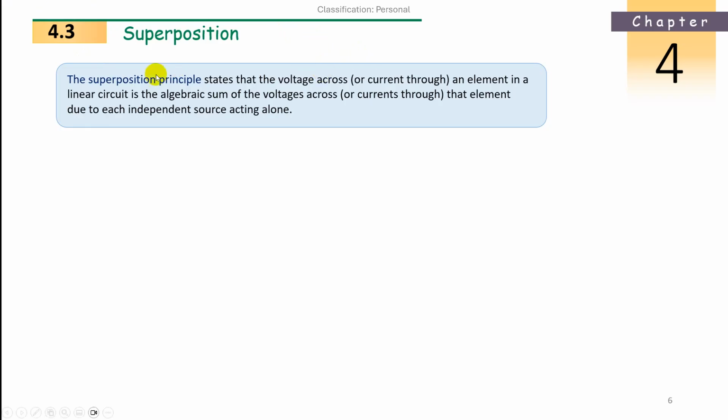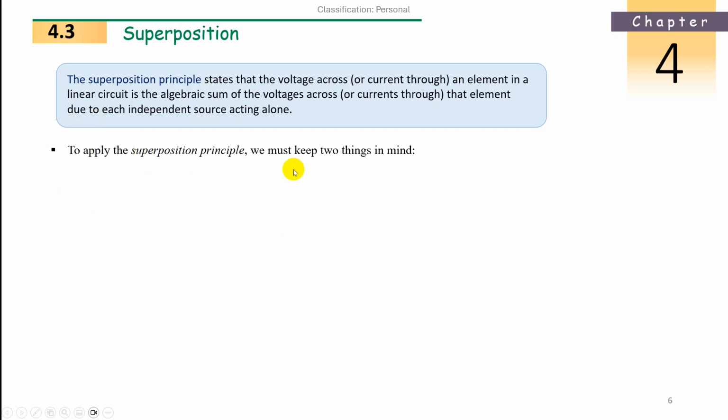That is one. Or the superposition principle states that the current in that element in a linear circuit is the algebraic sum of the currents through that element due to each independent source acting alone. Same thing, this one. If we have a practice problem, then only you can understand easily.